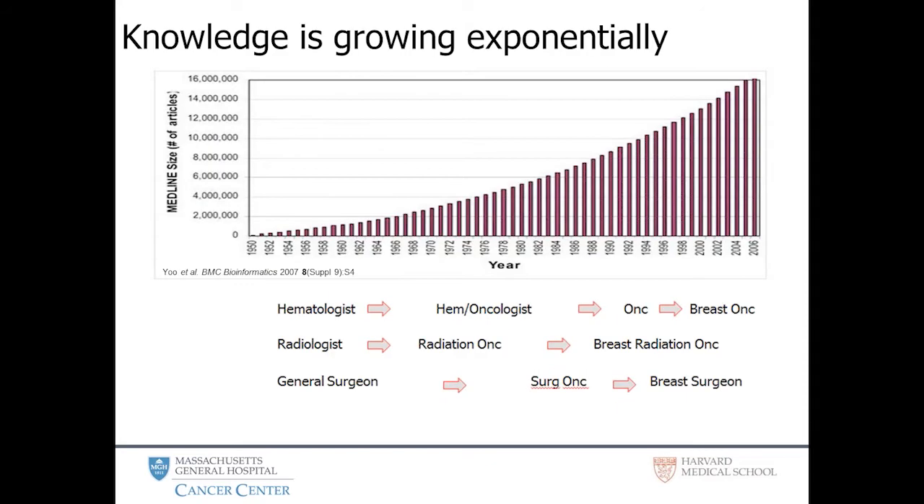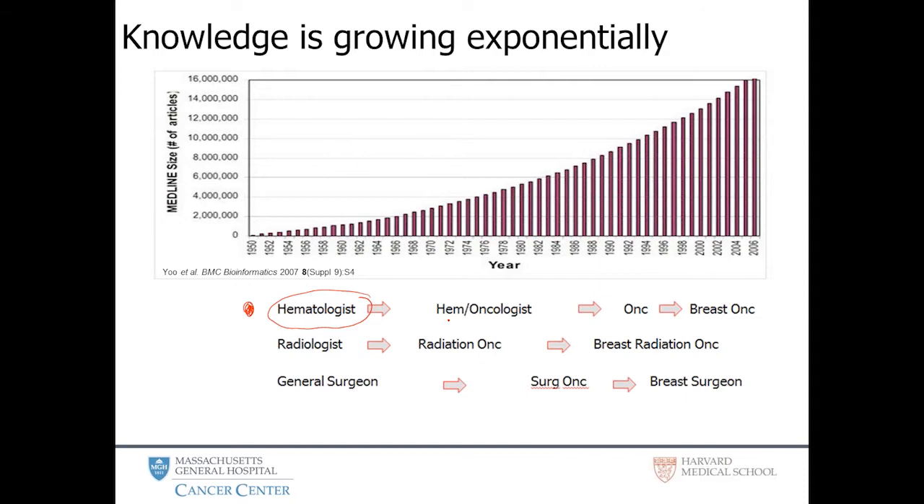To look at this a little more clearly, think about it this way. This is a graph of the number of articles in PubMed from the 1950s. And what you can see is that the number of articles published on a yearly basis has been increasing exponentially. Now, what have we done in order to try to keep up with that? Well, let's think about medical oncology initially. Back in the 50s, medical oncology was handled by the hematologist. There were no medical oncologists at that point in time.